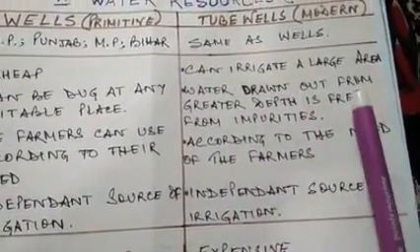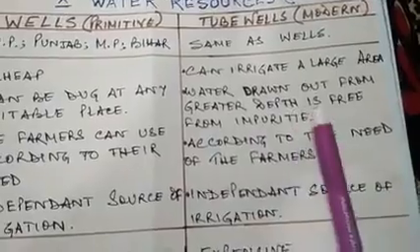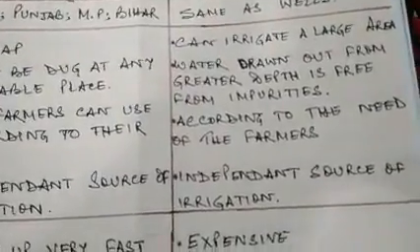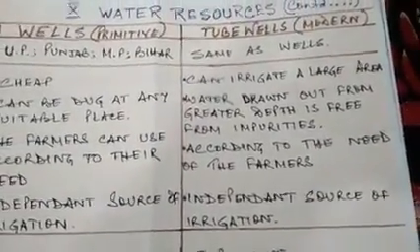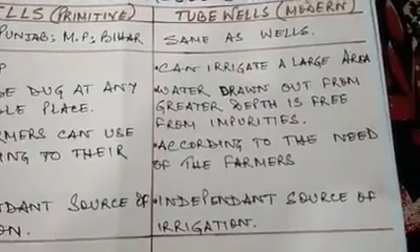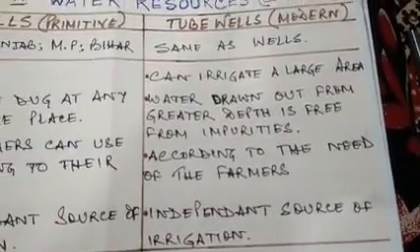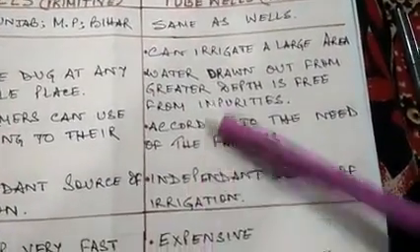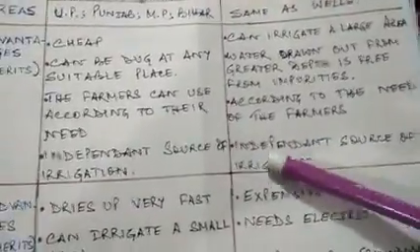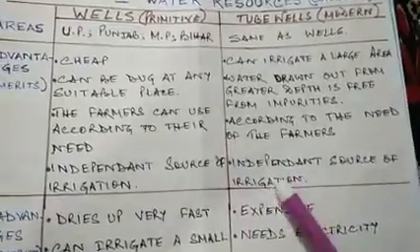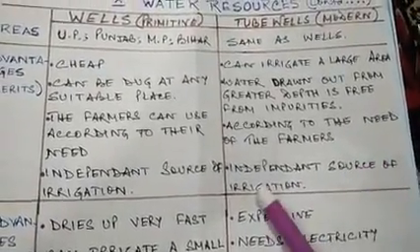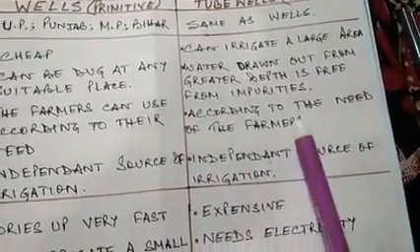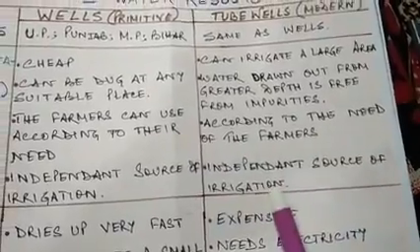Water drawn out from greater depth is free from impurities. Now with tube wells, since pumps are used, the water can be drawn out from a greater depth, so those waters are cleaner and free from impurities. The third and fourth points remain the same as those of the well. As I said earlier, there are a number of similarities between well and tube well, according to the need of the farmers as well as independent source of irrigation.